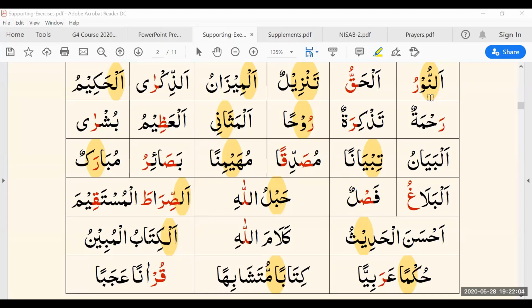أعوذ بالله من الشيطان الرجيم. بسم الله الرحمن الرحيم. النور الحق تنزيل الميزان الذكرى الحكيم. Okay. L239, Jazakillah. L250, Yep.